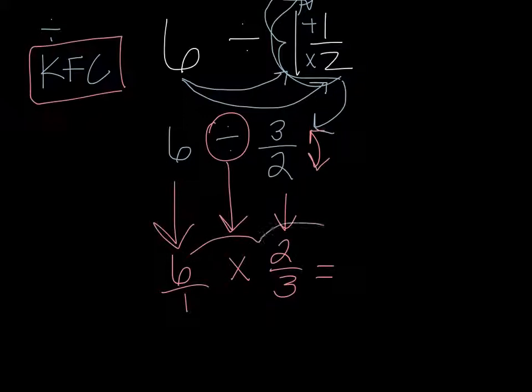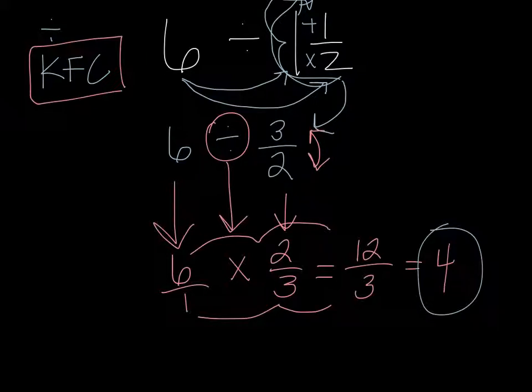6 times 2 is 12. And 1 times 3 is 3. And I know my math fact, 12 divided by 3 is 4. So if I wanted to show this with a model, it would look like this.